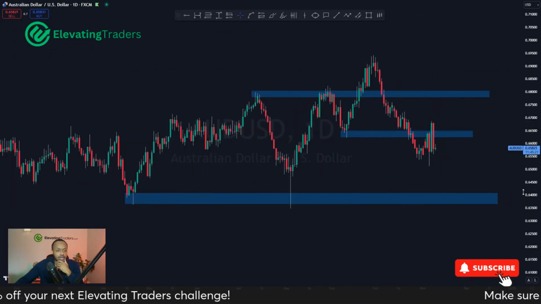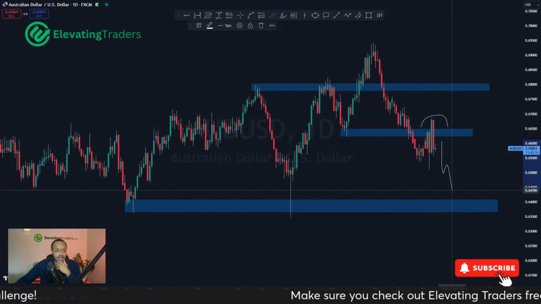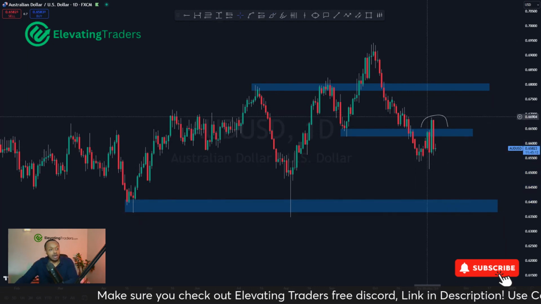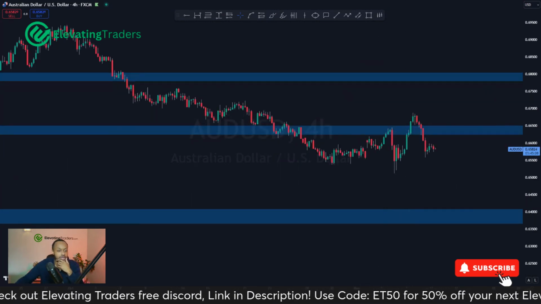And it looks like we are rejecting that level there, and that could send us down to go and test that same level there as well. So with Aussie dollar, looks like continuation might be the likely move here. Even in the lower time frames, it looks likely.